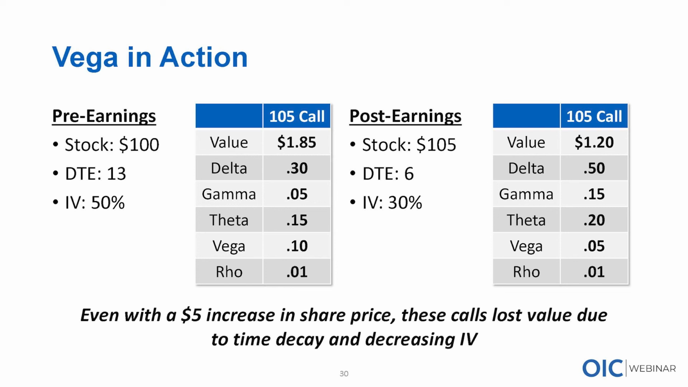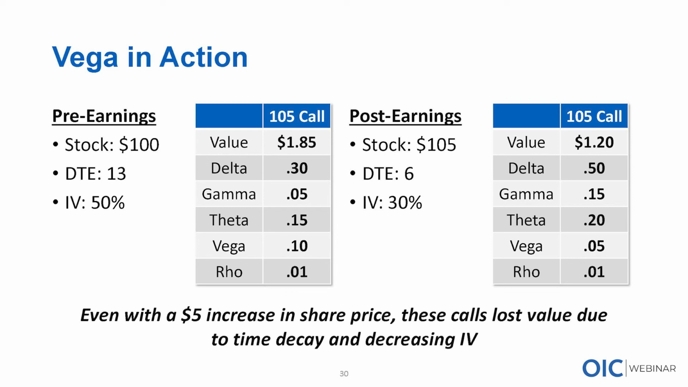Keep in mind, volatility went from 50 down to 30, so volatility got crushed. Not only that, but there's the theta for that full week. When you bought the options, they had 13 days to go to expiration. At earnings day, they've got 6 days to go, so there was a week of theta there. So when you add up all the factors, these calls are actually worth less with the stock up, and this happens to investors all the time.